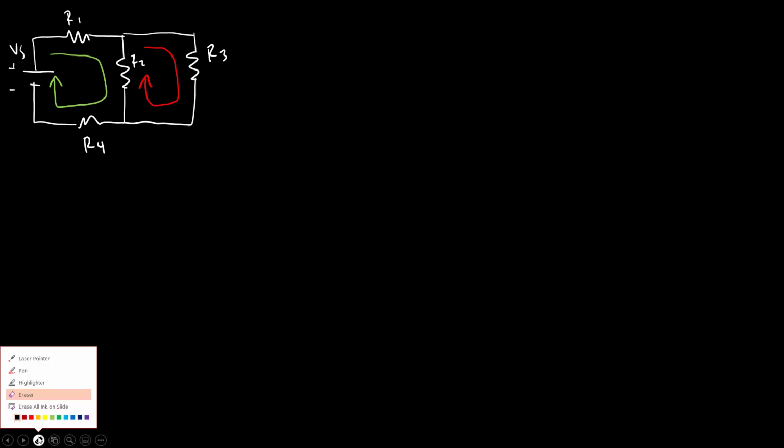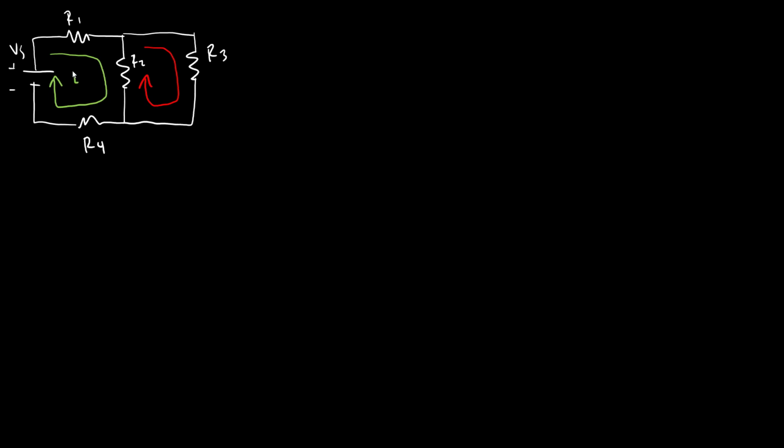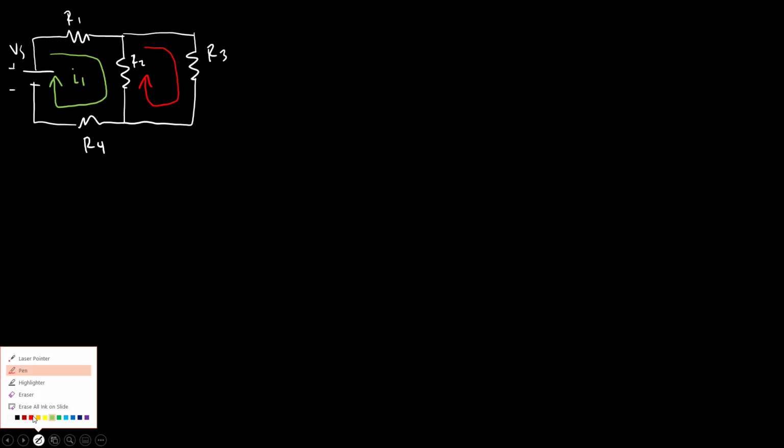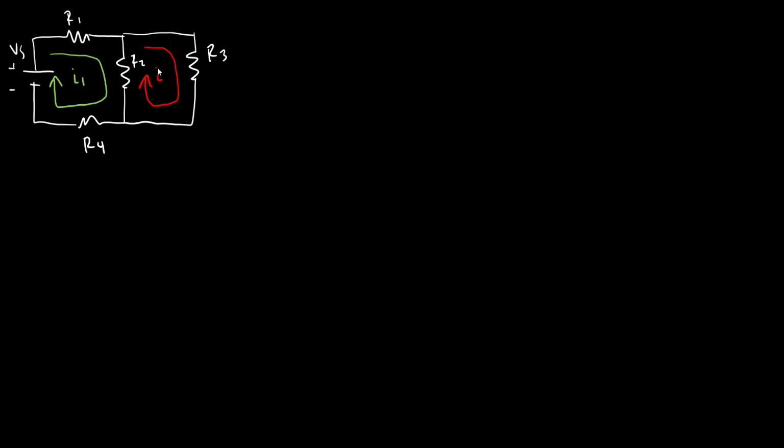And for purposes of analyzing a circuit with mesh analysis, we are going to define what we call mesh currents. I'm going to use lowercase i's to represent those. So each mesh has its own current, I1 and I2. And these are mathematical constructions. They are not physical currents.